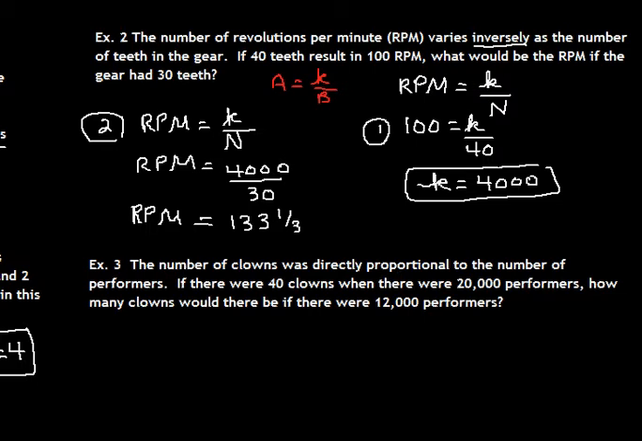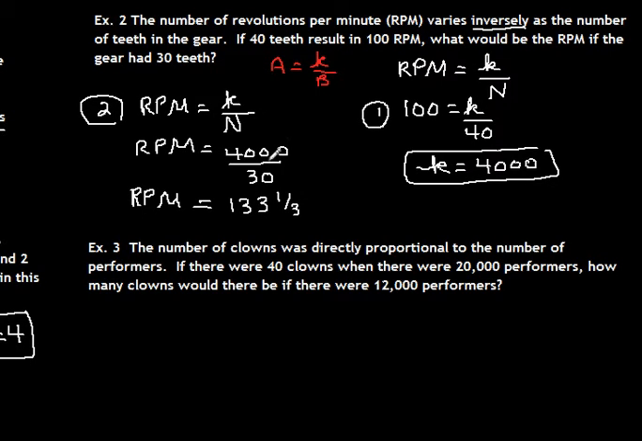So hopefully you're finding this pretty easy. Eventually we're going to combine inversely and directly all into one problem. Okay, last problem. The number of clowns was directly proportional to the number of performers. So here we go. Clowns directly proportional to the number of performers. Why don't you stop the video and see if you can do it, and then turn it back on and see if you got it right.